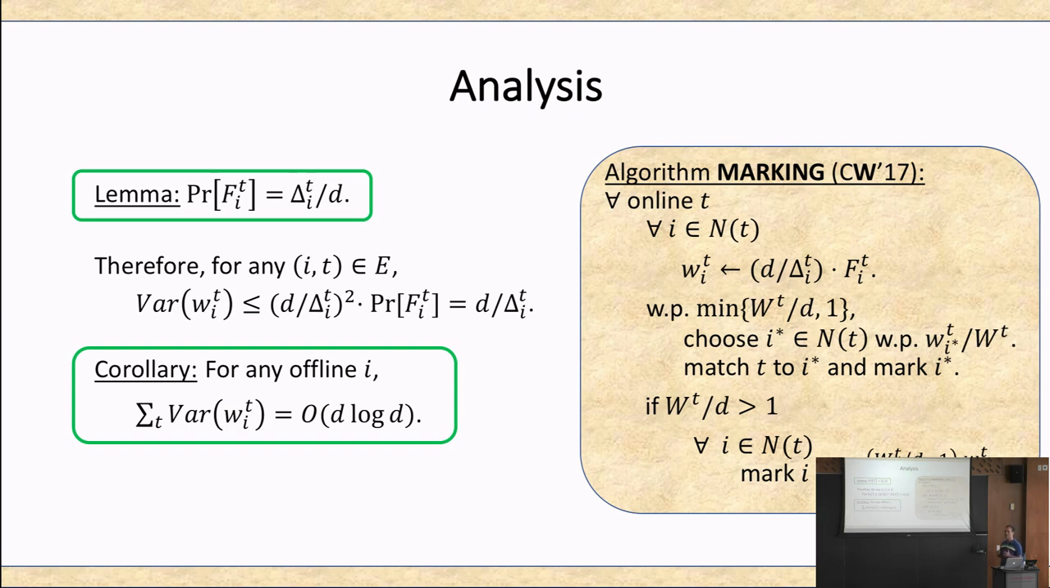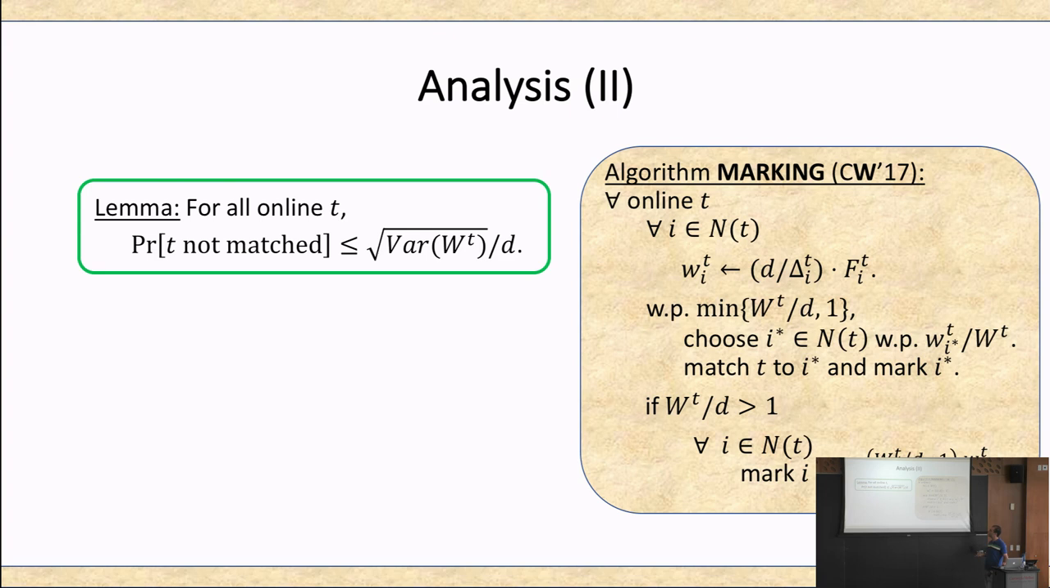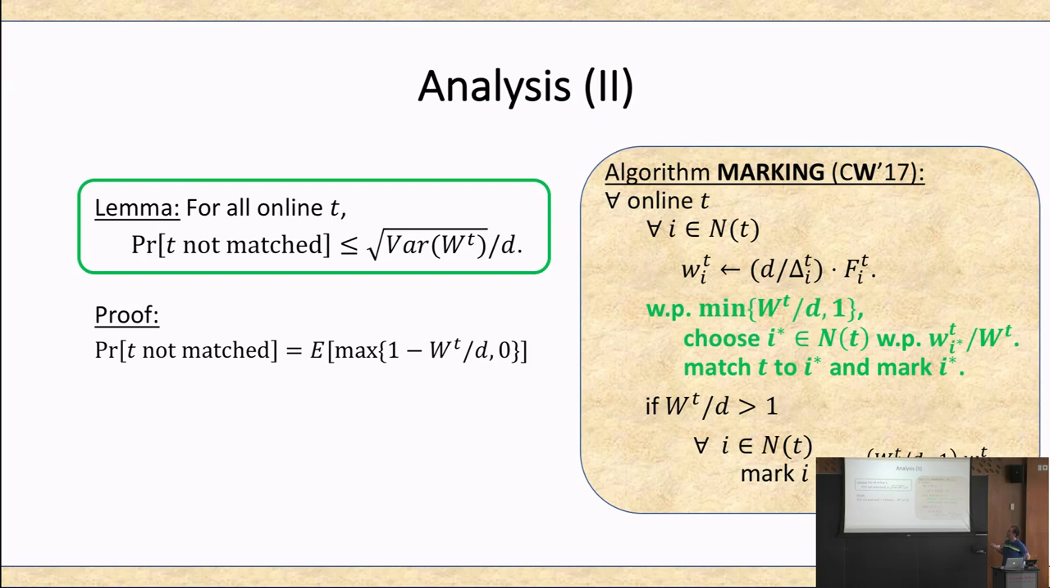Let's maybe take a step back and remember why we wanted to actually bound any kind of variance here. So the first claim we made was that for any online vertex t, the probability that t is not matched by algorithm marking is at most the standard deviation of the weights over d. And there's really very little going on in this slide, so let's go through it really quickly. So what's the probability of t not being matched? Well, if the weights are strictly less than 1, then with probability 1 minus wt over d, we don't match it.